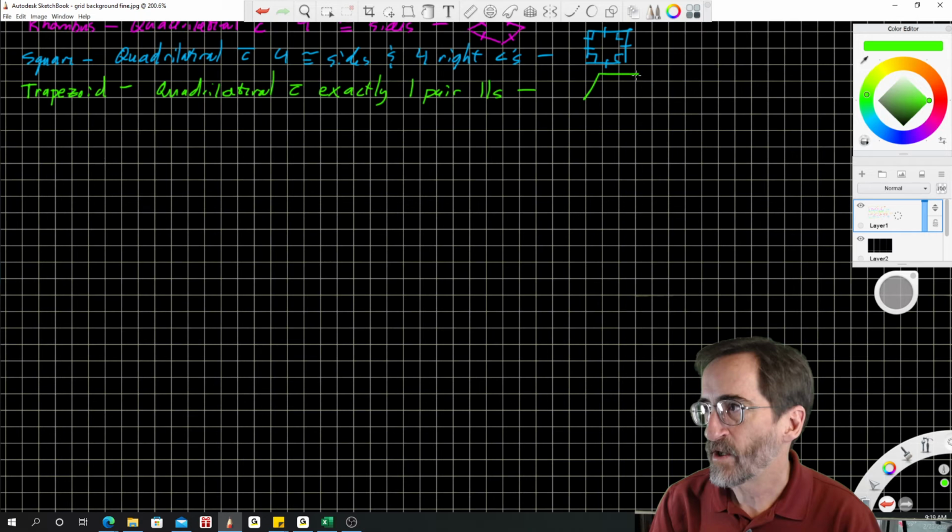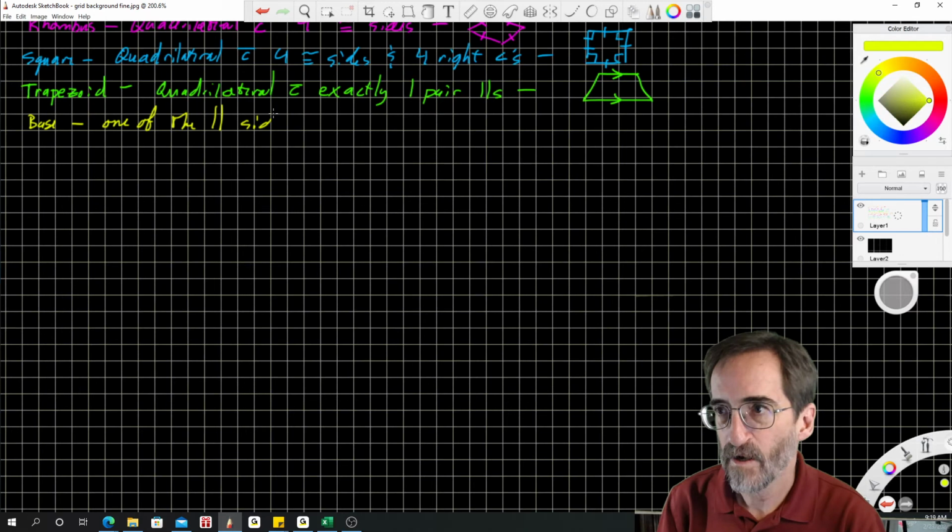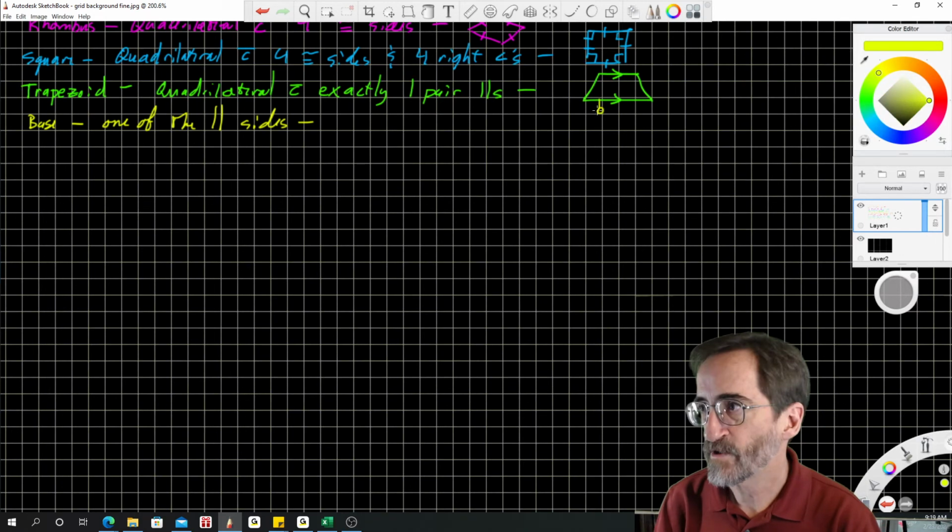Let's go through the vocabulary associated with trapezoid. Base. Now, base applies in other circumstances, but base in particular of a trapezoid. The base is 1 of the parallel sides. So this is a base, and this is a base. So a trapezoid actually has 2 bases. The 2 parallel sides are both called bases, and we call them base 1 and base 2 in the area formula.